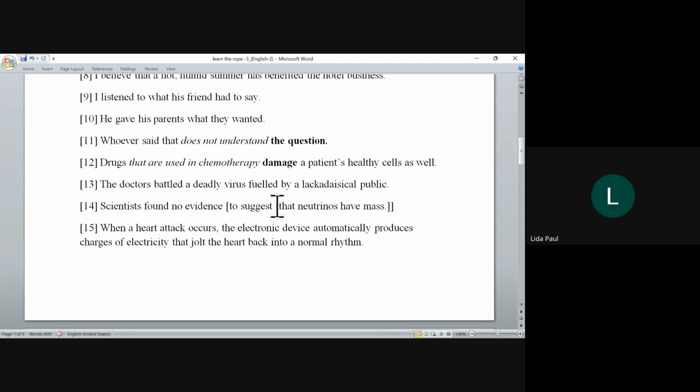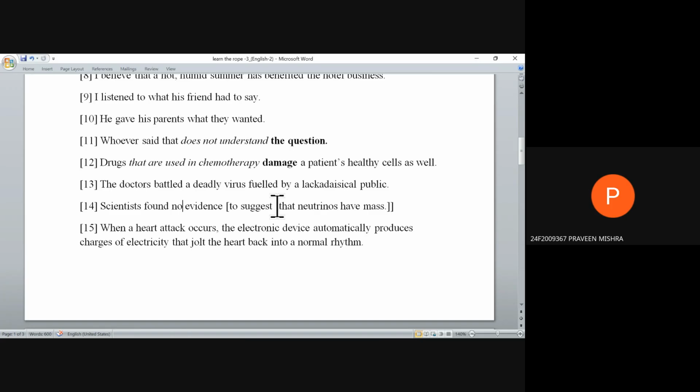When is the subordinating conjunction, relative pronoun. Okay. So when a heart attack occurs and that jolt the heart back into a normal rhythm, both of them are subordinate clauses. What kind of clause is that jolt the heart back into normal rhythm? That jolt part is, I think, adjectival. What is it modifying? The electronic device, I think. No, not electronic devices. Electricity. Charges of electricity that jolt the heart back.